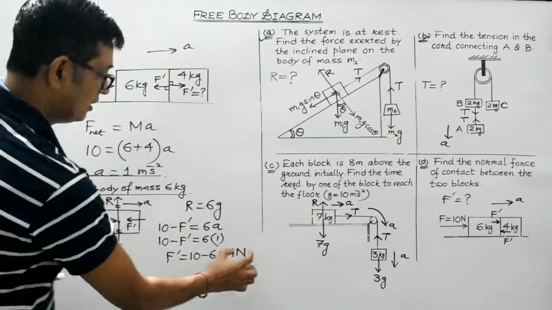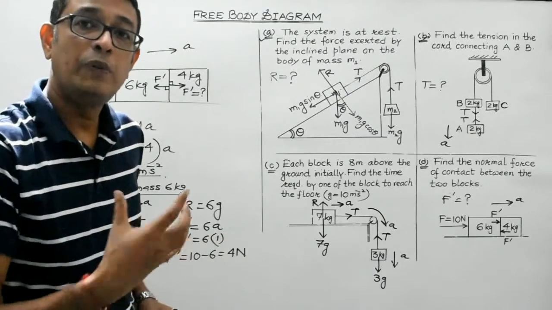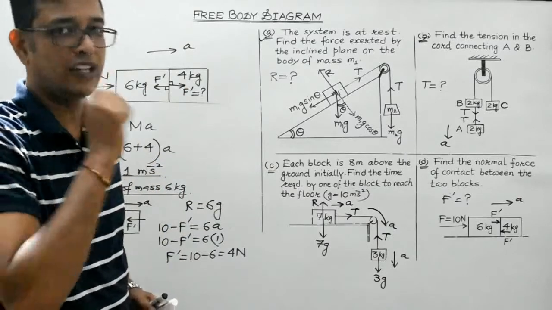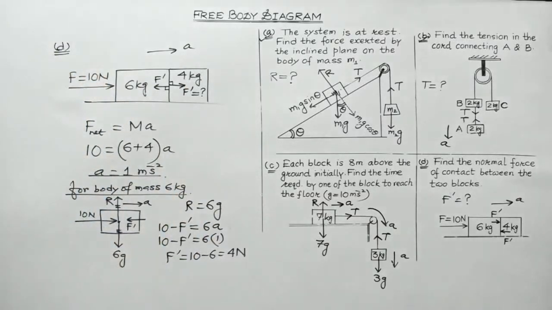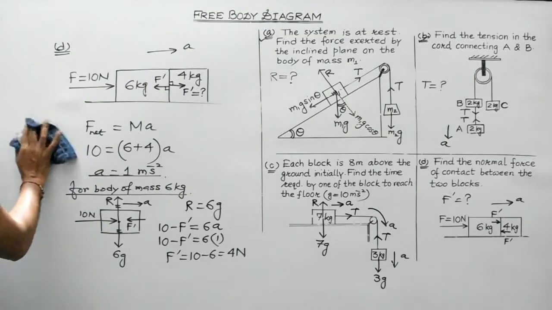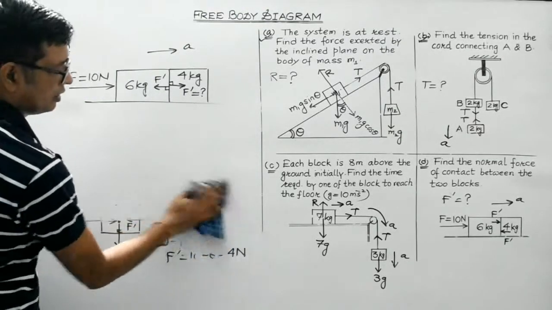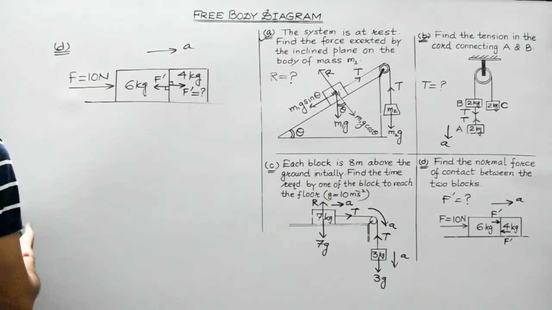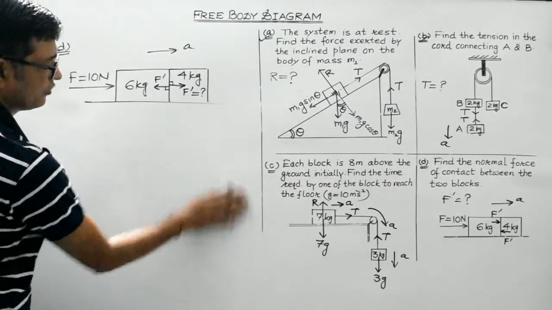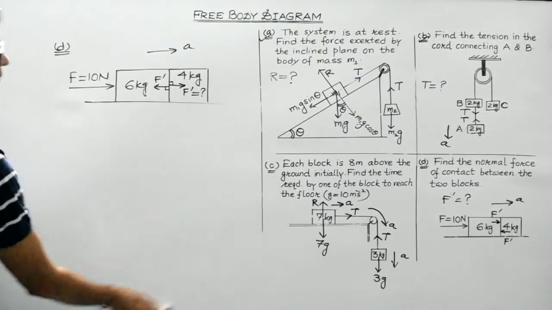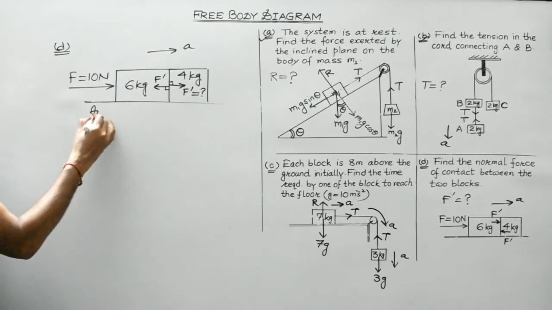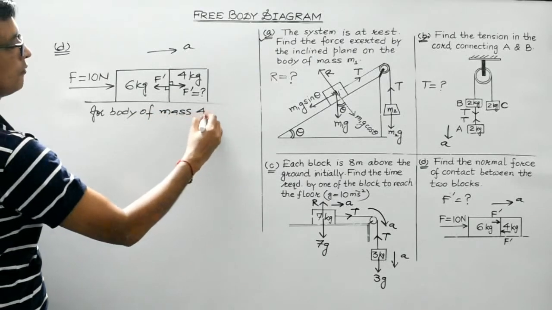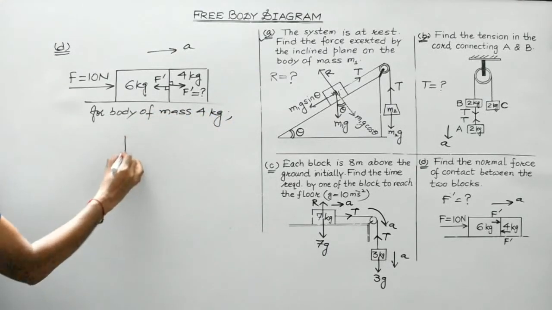Right? The same answer could also be obtained by drawing the free body diagram of the body of mass 4 kg as well. Let's do that as well. So now, let us try to obtain the same answer using the free body diagram of the body of mass 4 kg. Right? We must obtain the same answer. Okay. For the body of mass 4 kg, okay, this is it.